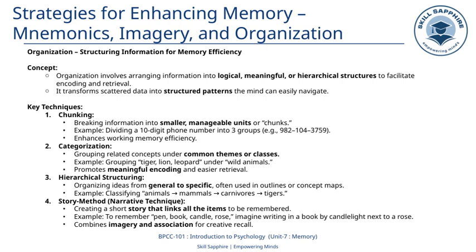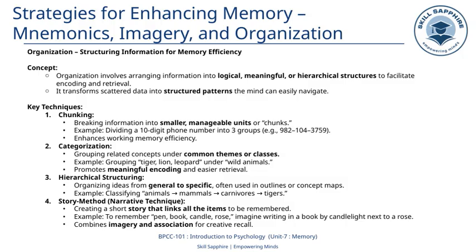Then there's hierarchical structuring. This involves organizing ideas from general to specific, often using outlines or concept maps. For example, starting with animals, then narrowing down to mammals, then to carnivores, and finally to tigers. This creates a clear, logical pathway that helps us remember complex information more effectively.